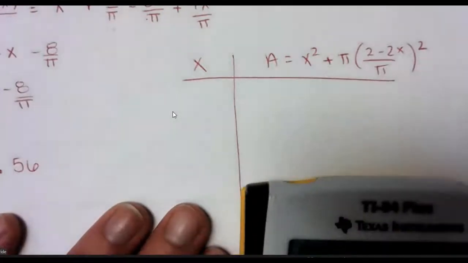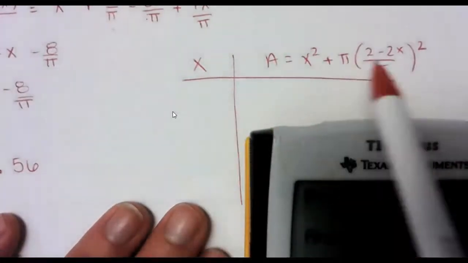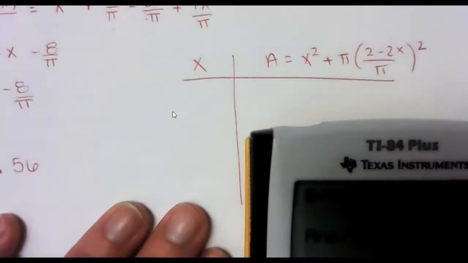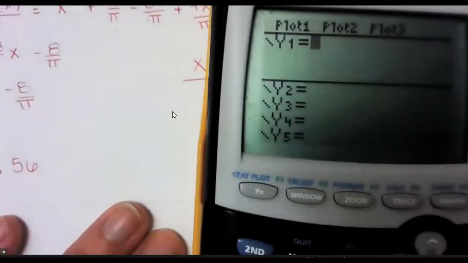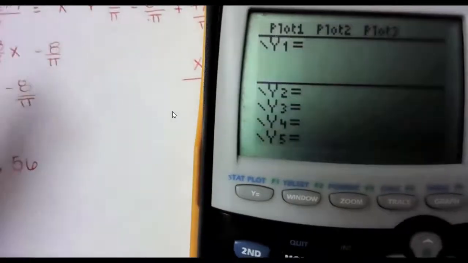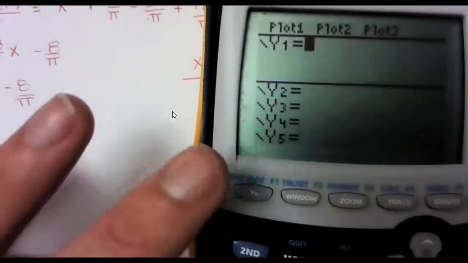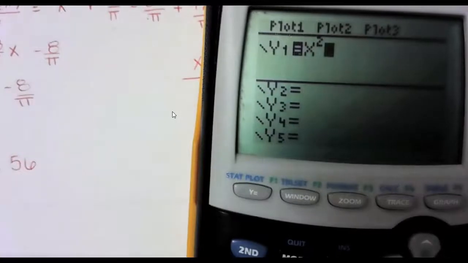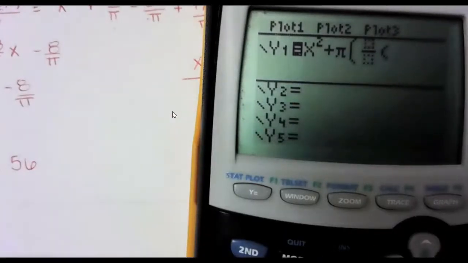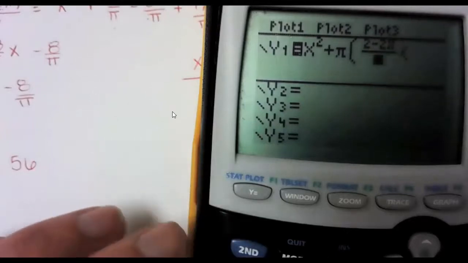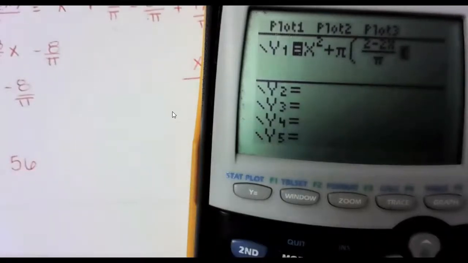So in your graphing calculator, you might want to put in this formula. If you know how, you can make your table in ask mode. So what you could do is type in x squared plus pi times quantity 2 minus 2x all over pi, and then square that.